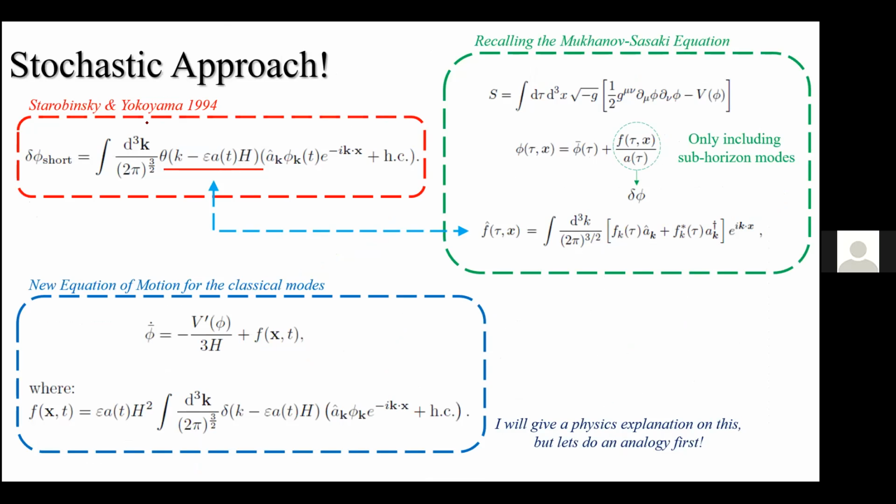So something new is the stochastic approach. Then this green box corresponds to the standard one. Then the red one is the new one from Starobinsky and Yokoyama. In the previous one, we only considered the fluctuation as the subhorizon modes. Which means we only do the integration over the part where the wavelength is smaller than your horizon, your particle horizon at the end of inflation.